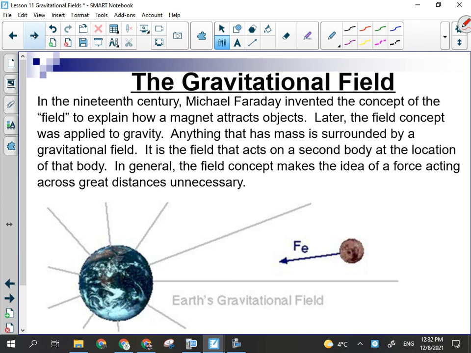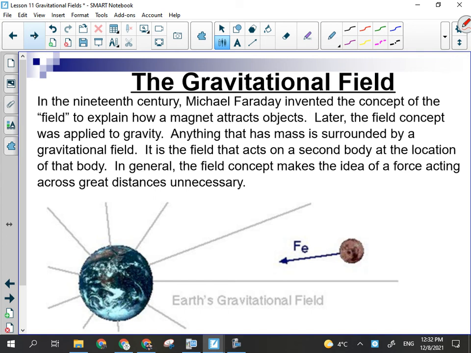So, Michael Faraday, you may remember him from Science 10. He's the guy who invented the first generator. He worked with magnetic fields and electrical fields. He invented the concept of the field to explain how magnets attract objects, and later the field concept was applied to both electricity and gravity.